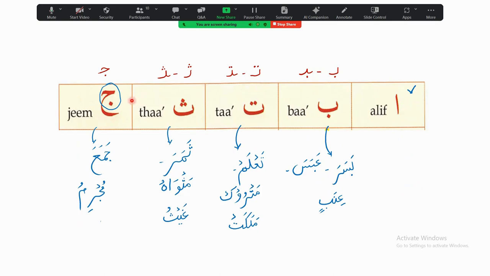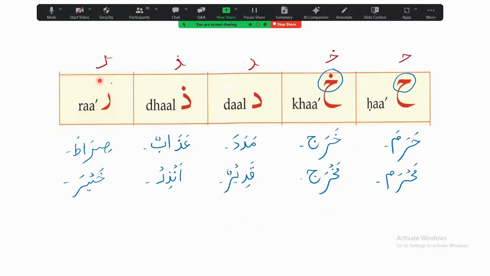For the next three letters, they are again similar in shape: jim, ha, and kha. For these three letters, we will just cut the part of them again, right? And we will have to be specifically conscious of the dots here. For the jim, the dot is below. For the letter ha, there isn't any dot, and for the letter kha, the dot is on the top of it.